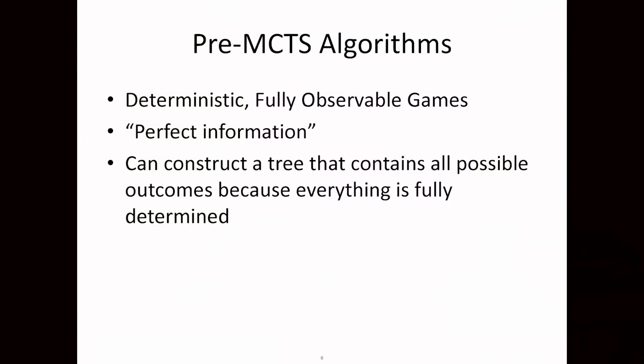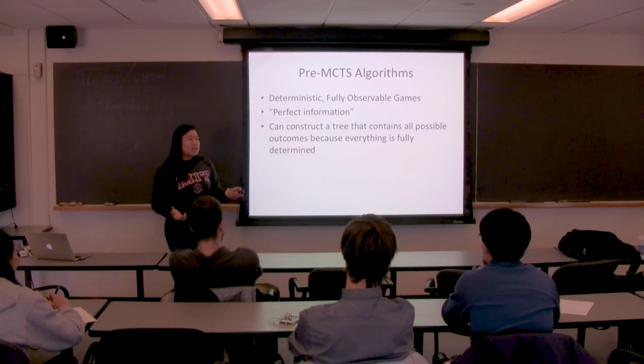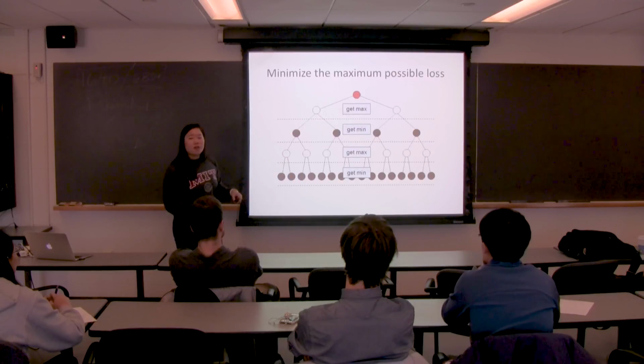So these pre-MCTS algorithms address deterministic, fully observable games, like we said earlier. The nice thing about these games is that they have perfect information, you have all of the states that you need, and there's no opportunity for chance. So the idea is that we can construct a tree that contains all possible outcomes because everything is fully determined. One of the algorithms to address this is Minimax, which you might have heard before.